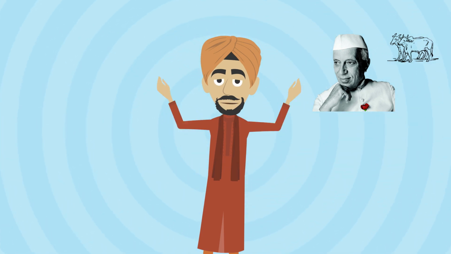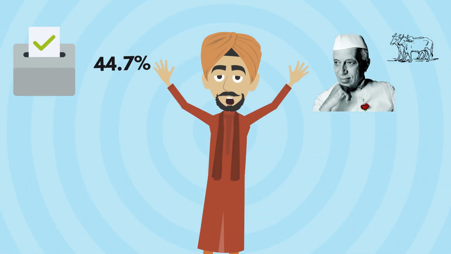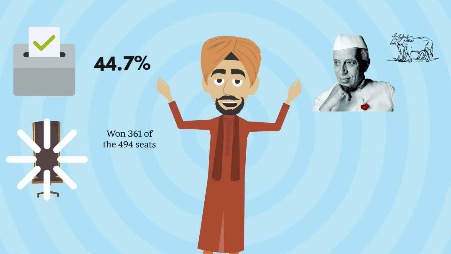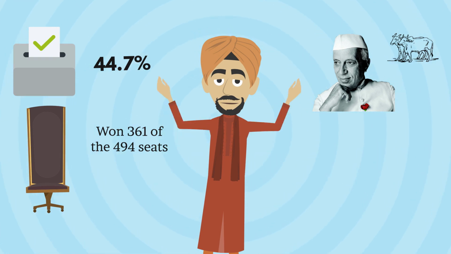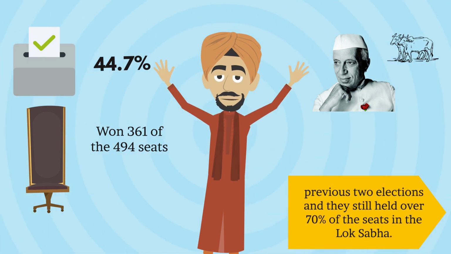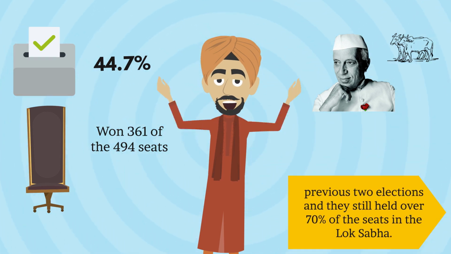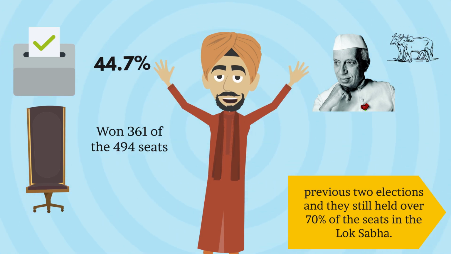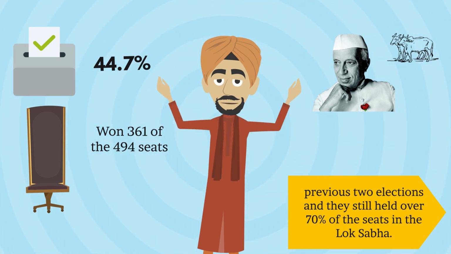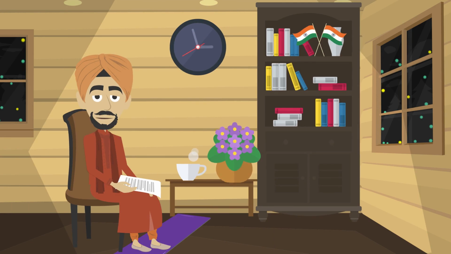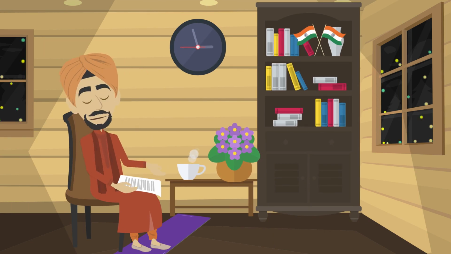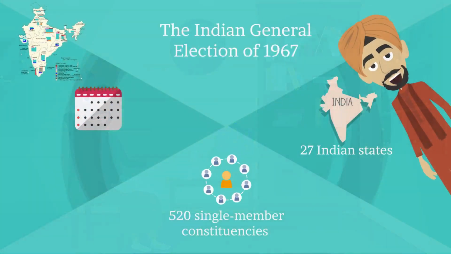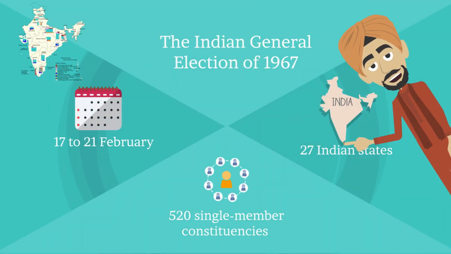The Indian National Congress took 44.7% of the votes and won 361 out of the 494 seats. This was only slightly lower than in the previous two elections, and they still held over 70% of the seats in the Lok Sabha. The Indian general election of 1967 elected the 4th Lok Sabha of India. It was held from 17th to 21st February.